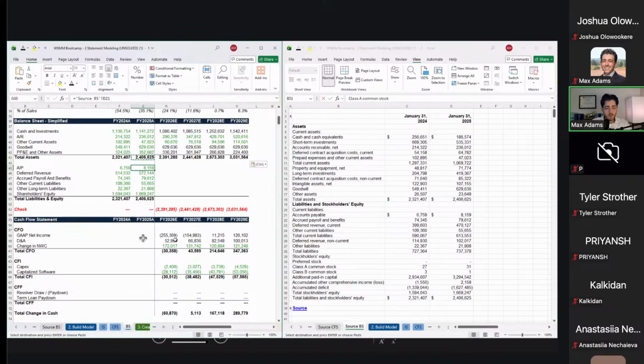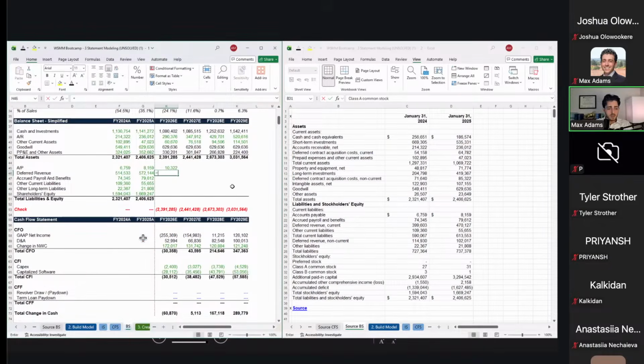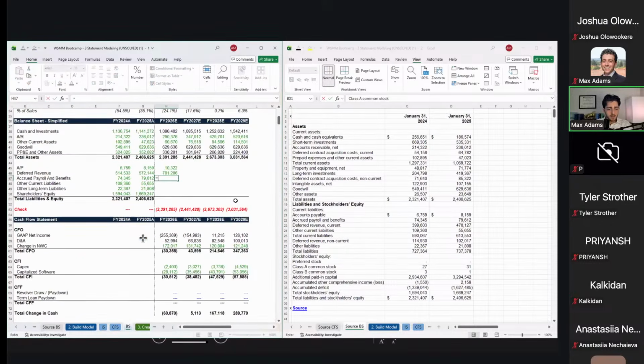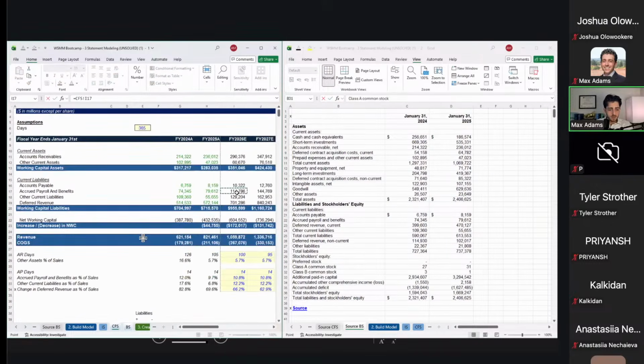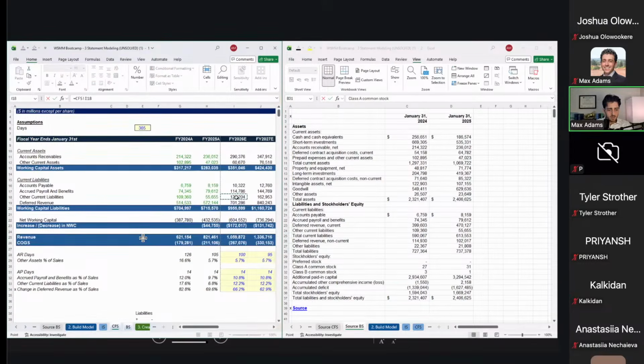Let's figure out if it balances once we do this. Okay, so accounts payable, all of this stuff we've got to link back up to the cash flow statement. So first off, accounts payable, that's going to come from here. So I'm going to link that up. Our deferred revenue, that's going to come from here. So I'm going to link that up. Our accrued payroll and benefits, that's going to be this one. And then our other current liabilities, going to be this one.